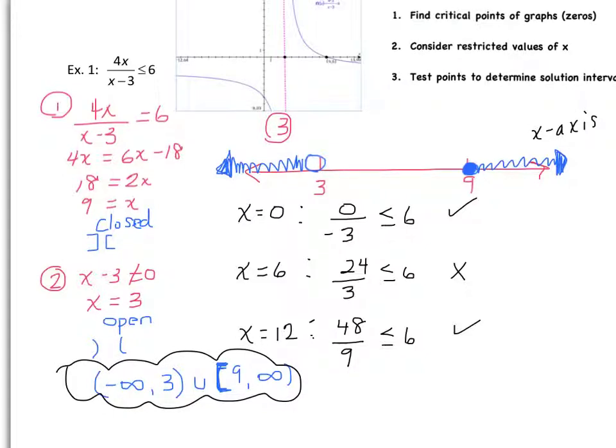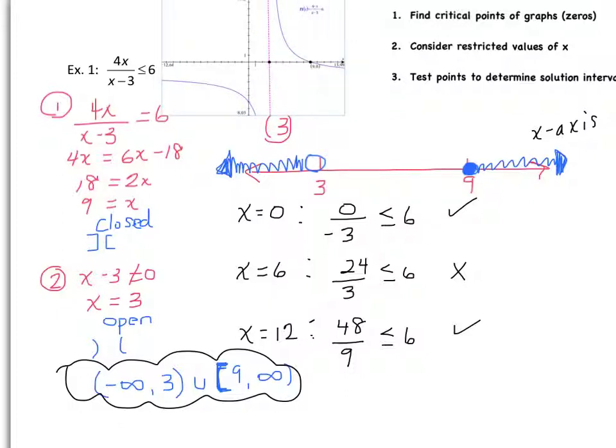Now if we look at this on the graph that I've given you, what we're really looking at is the graph of 4x divided by x minus 3 minus 6. So we can consider that to be y equals that particular function. And when we do that, we are looking for where y is less than or equal to 0.